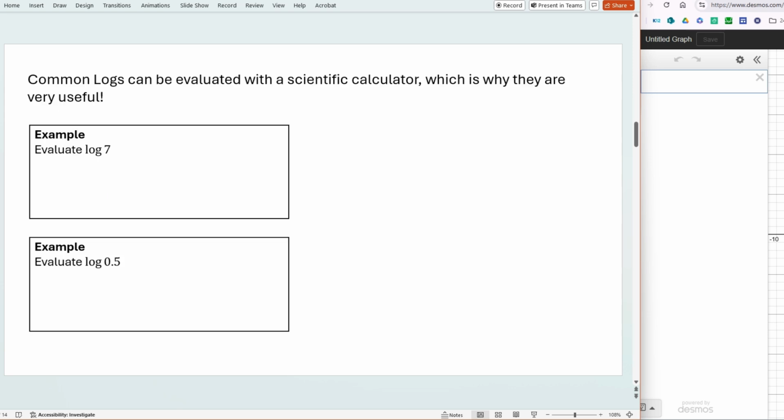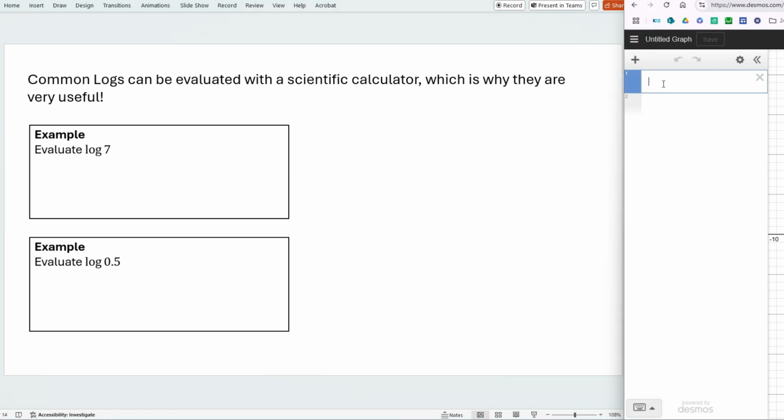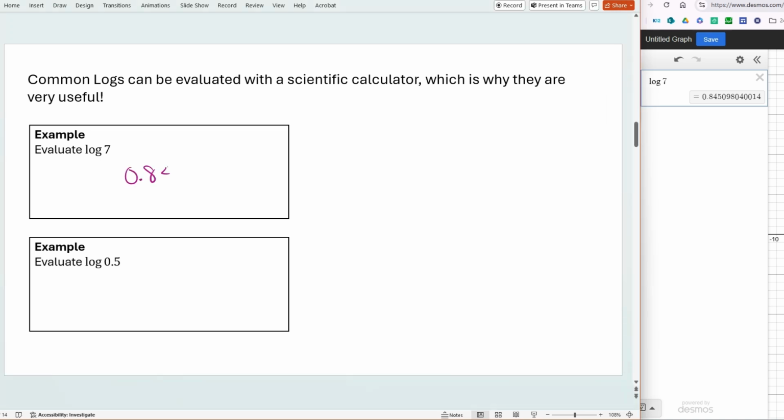So common logs can be evaluated using a calculator, which is why they're very important and actually very useful. So if I want to evaluate the log of 7, all I have to do is go over here to Desmos and just type log 7. Okay, you can see it gives me a value. I'm going to go ahead and round that to 4 decimal places because that's usually what we do when we work with logs. So I have 0.8451.